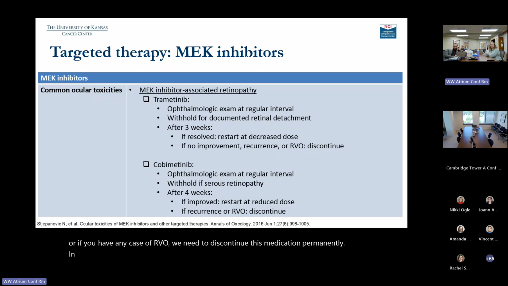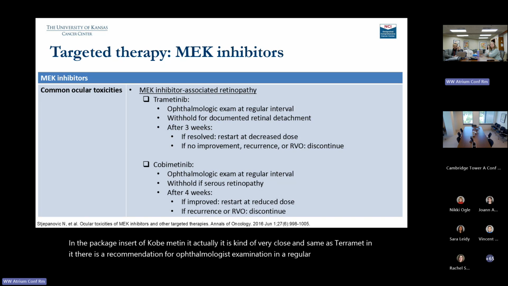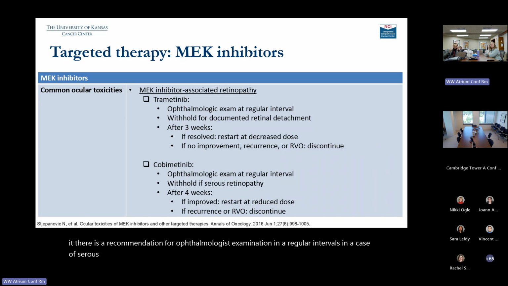The package insert of cobimetinib is very close and the same as trametinib. There's a recommendation for ophthalmologist examination at regular intervals. In a case of serous retinopathy, we need to interrupt the therapy until we have some improvement, and we can restart the medication if it improves within 4 weeks. If you want to restart the medication, it should be at a reduced dose. In any case of recurrence or any case of RVO, we need to discontinue the medication permanently.